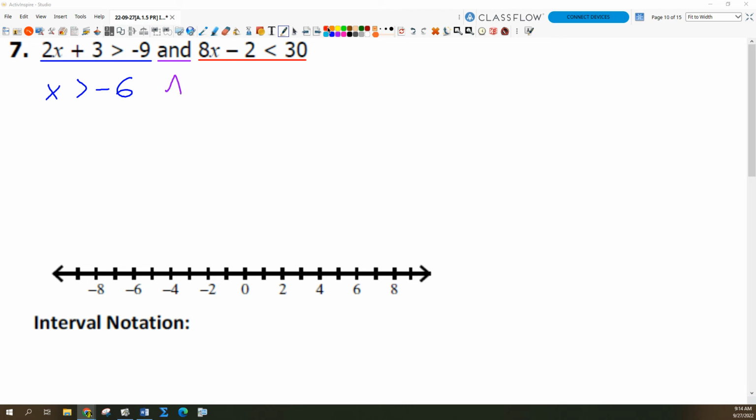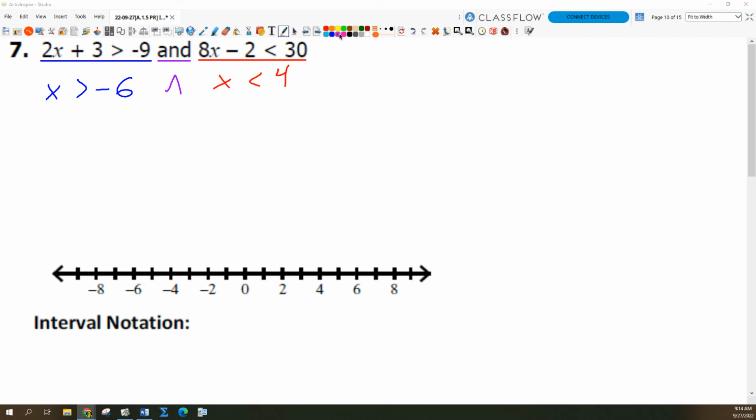How about the red side? What if I add 2 and divide by 8 to isolate the x? X is less than 4. Okay. So x is greater than -6 and less than 4. Can you think of a better way to write that? Instead of as 2 inequalities, can I write that as 1 inequality?